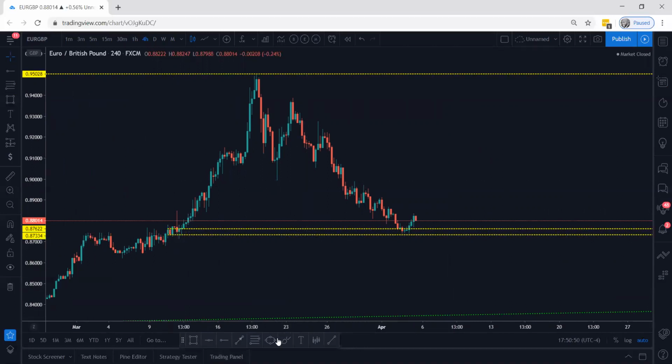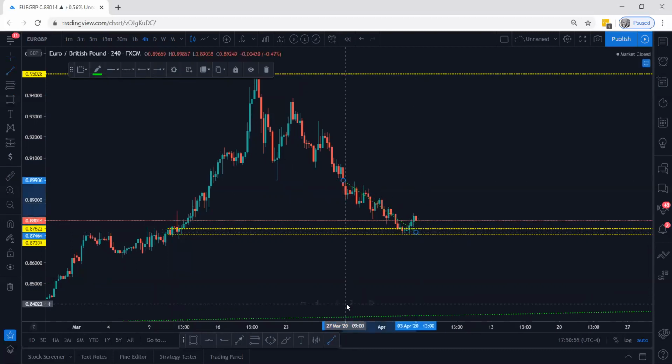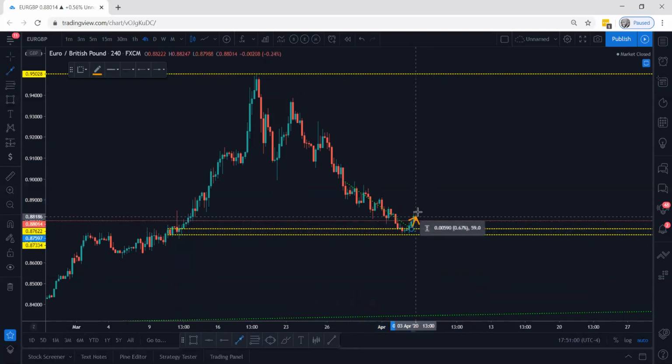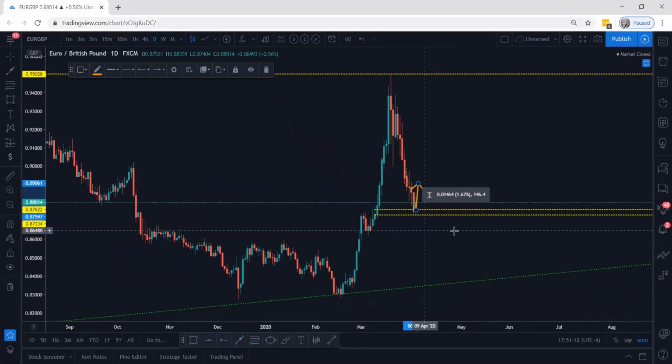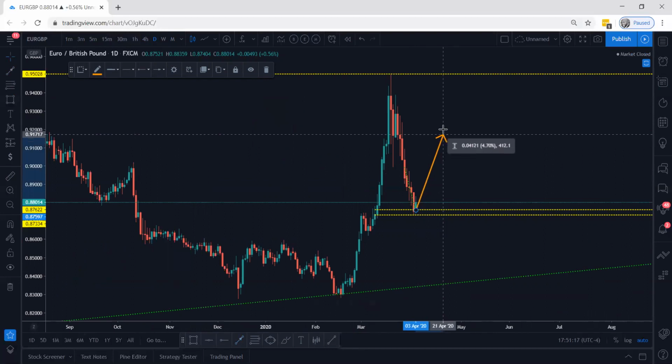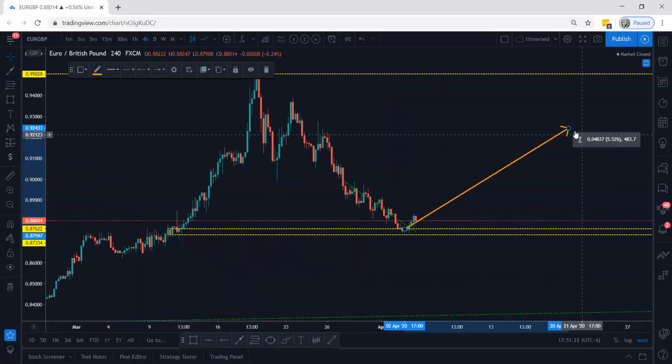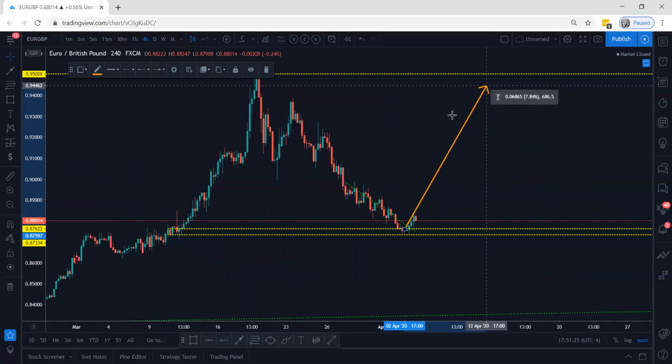And do you see what happened? We got a descending channel. And price is rejecting off of that zone. So I'm looking for a buy and a continuation to the upside.